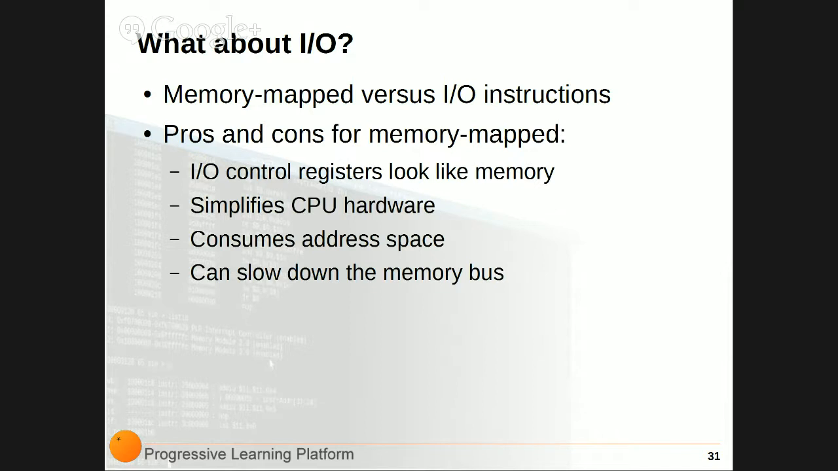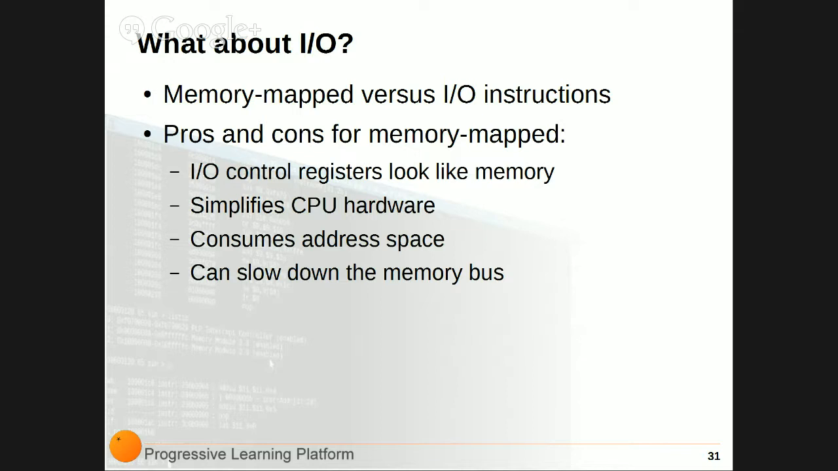So the pros and cons for memory map. I/O control registers look like memory, so it's easy. You don't have to learn more instructions. It just looks like it's over there. I just have to change the address. It simplifies the CPU hardware because it doesn't have to support more instructions.